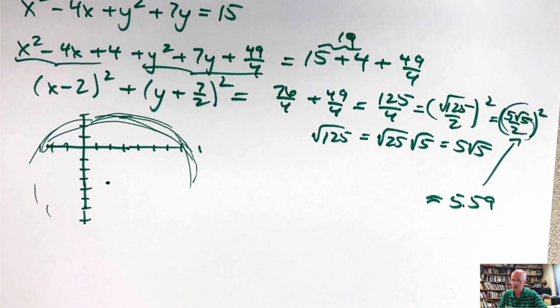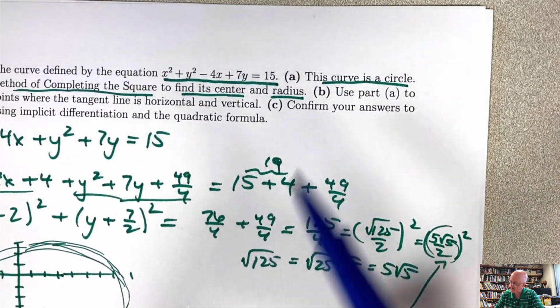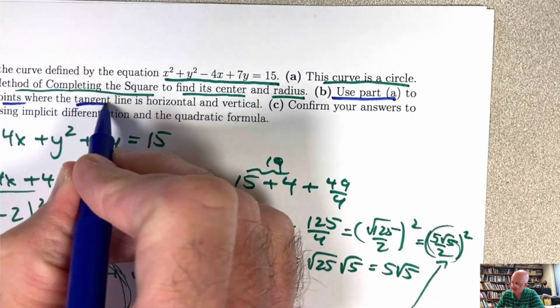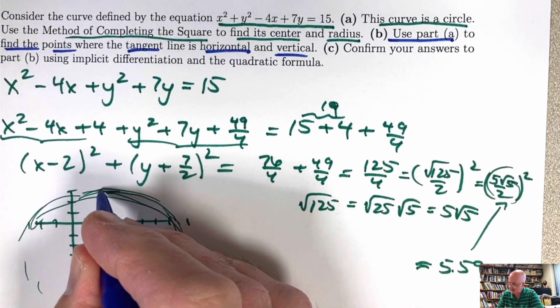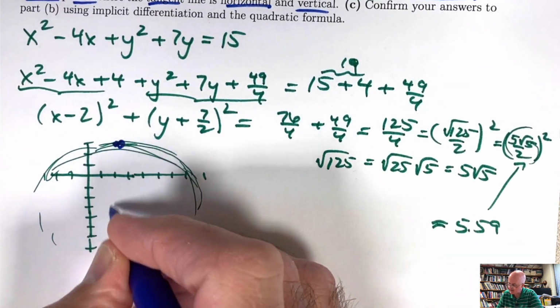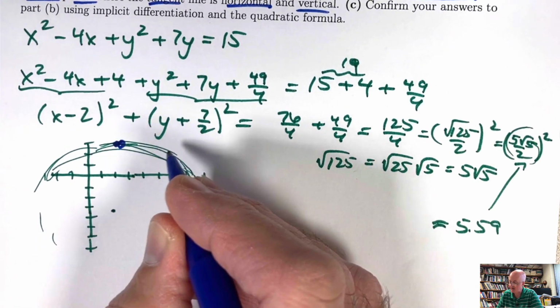As far as part B goes now, we found the center and the radius. Use part A to find the points where the tangent line is horizontal and vertical. Okay, it's going to be horizontal up here and also down there at points whose first coordinates are the same as the center, 2, and whose second coordinates are going to be something else.